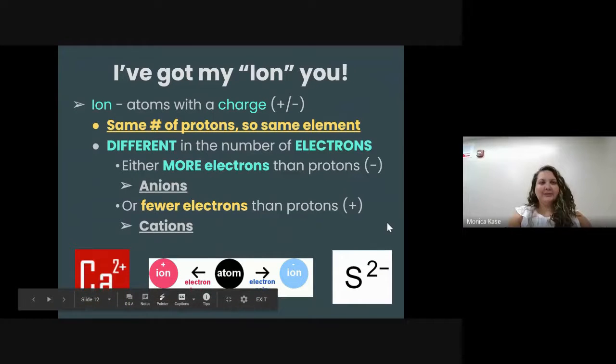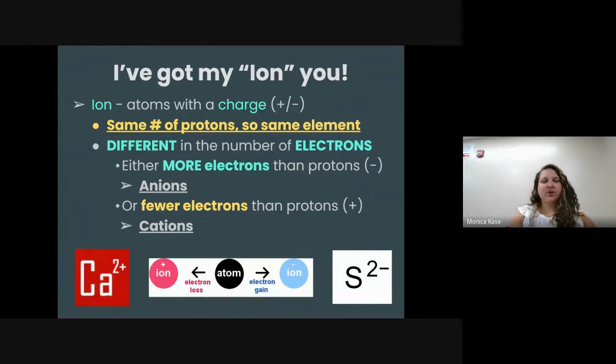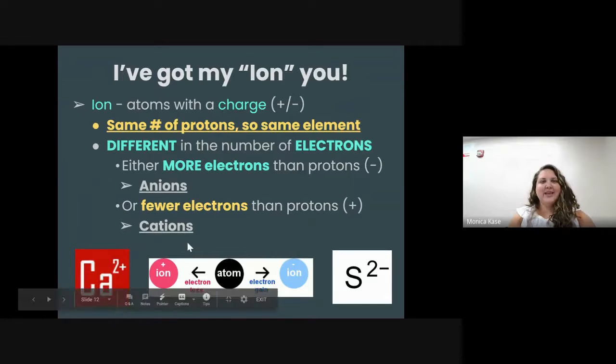All right, on to ions. Ions are atoms with a charge, so either a positive charge or a negative charge. They have the same number of protons, so it's still considered the same element, but they have a different number of electrons. So ions have to do with electrons. Either more electrons, so then it's going to be more electrons than protons, so those are called anions, or fewer electrons than protons, and those are considered cations. And I like to remember cations as that t, so they're going to have a positive charge, and the anions are going to have a negative charge.